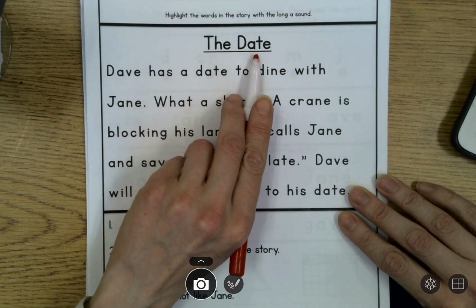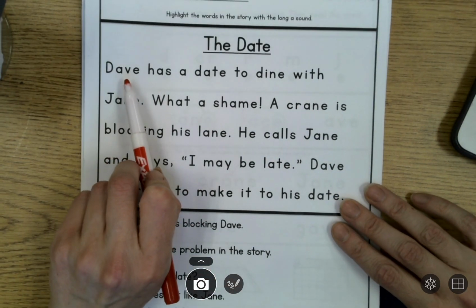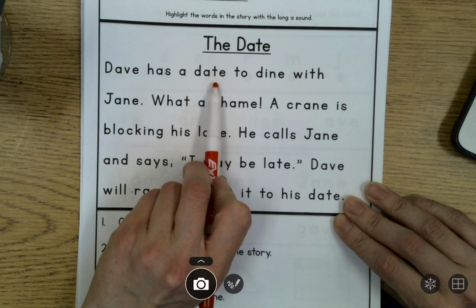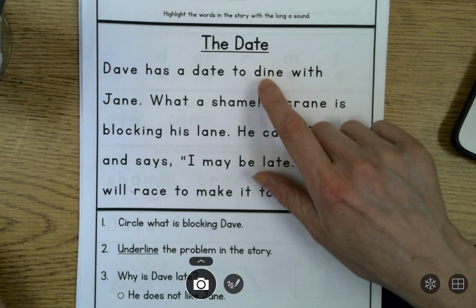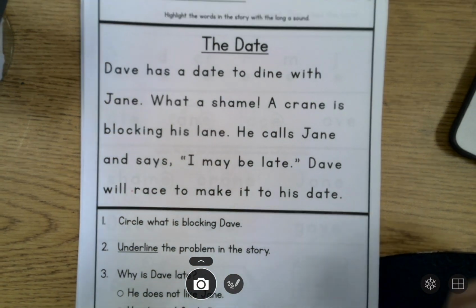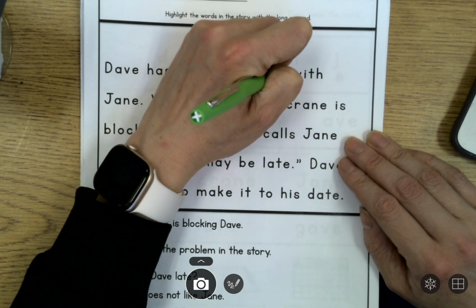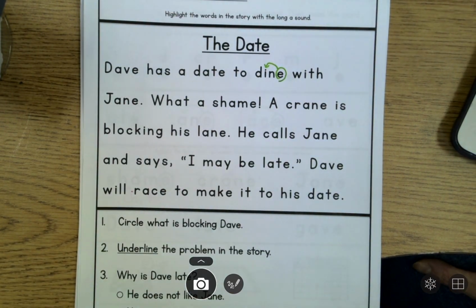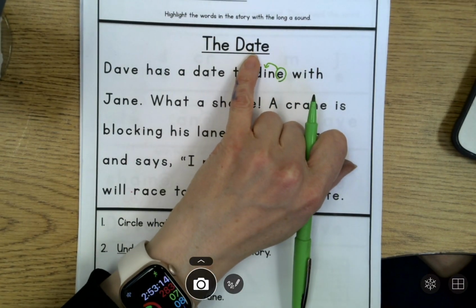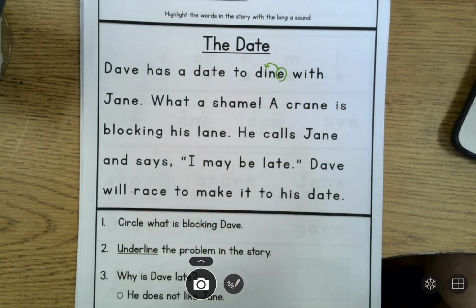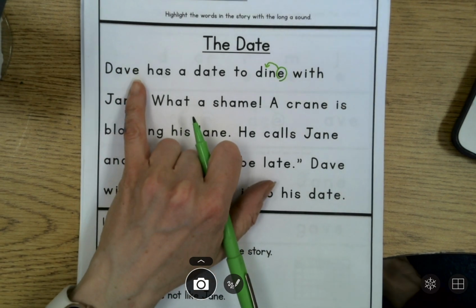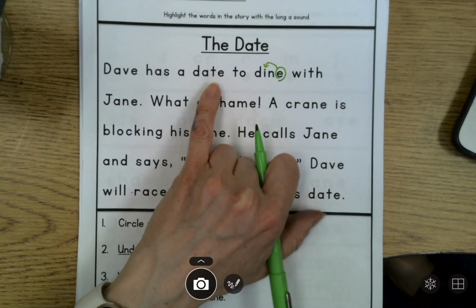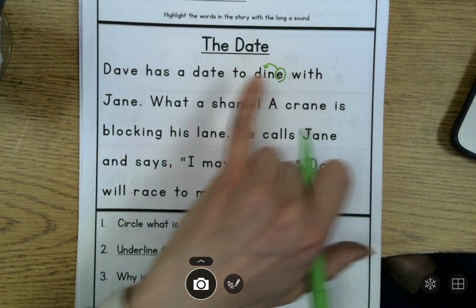So it says, the date. Dave has a date to dine. So this word here follows that same rule. And the I is going to say its name. So instead, like here we have date, the A says its name. When the I says its name, it says I. So Dave has a date to dine with Jane.